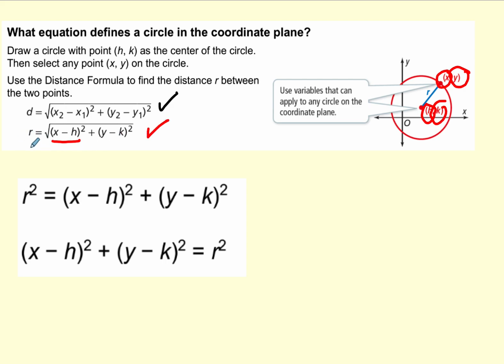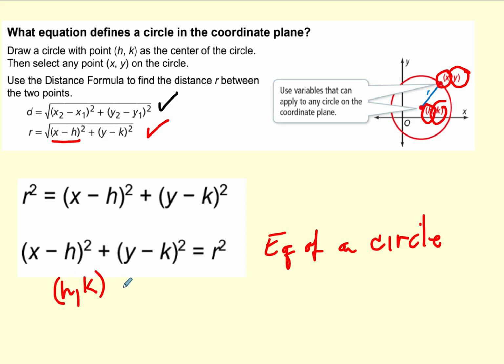Now we're going to square both sides. So this will be r squared and this square root will go away. And now I'm going to turn around and put r squared in the rear and put this in the front. And this is the equation of a circle in standard form. (h, k) is the center, and r is the radius of the circle.